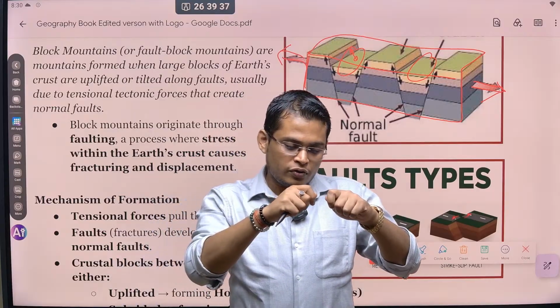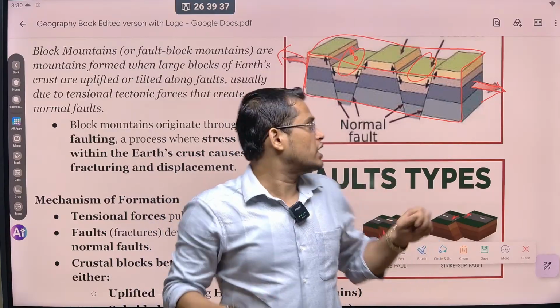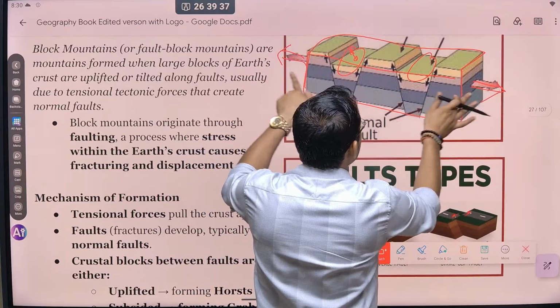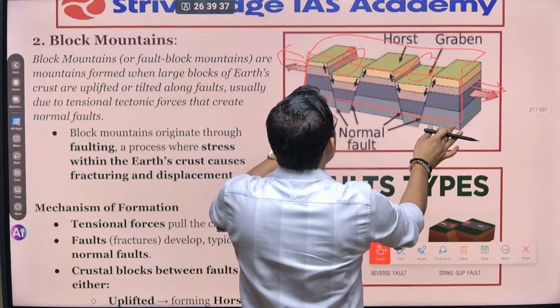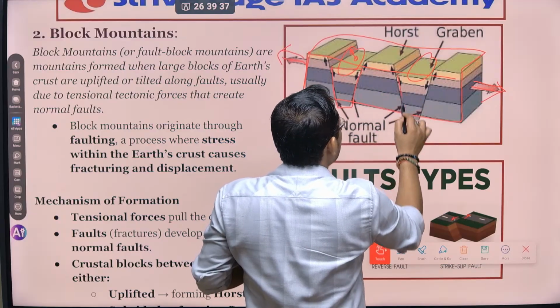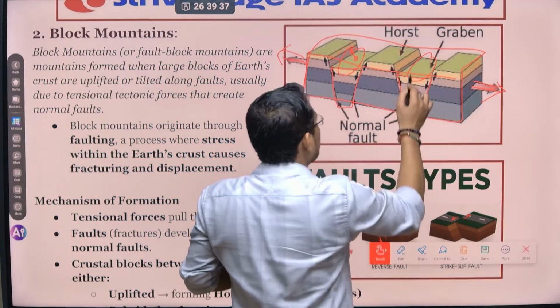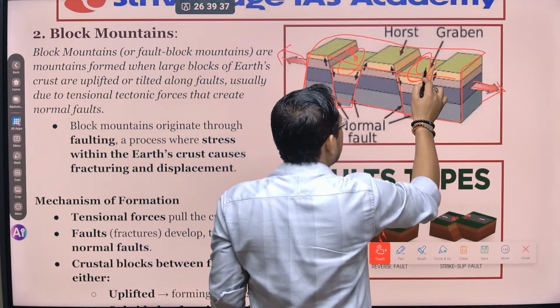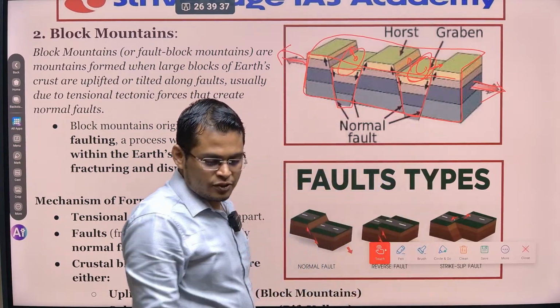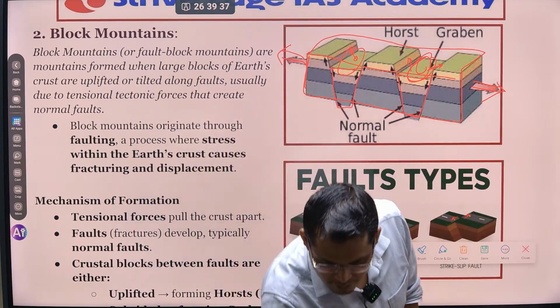When you take a rubber and pull it, at one point it breaks down. The same thing happens with the earth surface. Whenever you are stretching on both sides, this portion will fall towards below, and if you are standing here and looking, it will look like a mountain, and this mountain is called fault mountain.